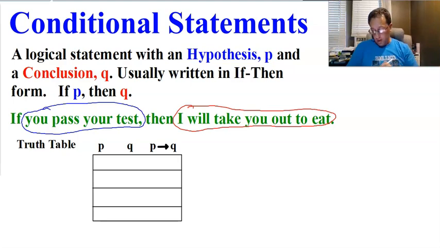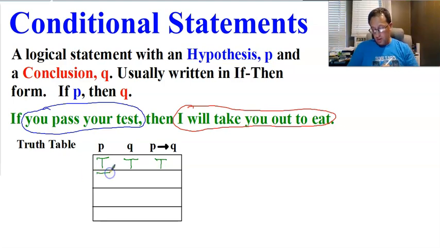First, you really could pass your test, so our hypothesis is true, and I really do take you out to eat, so my conclusion is true. So was I telling the truth? Yeah, you did your part, I did my part, I told the truth, we went out to eat. True statement. All right, I'm not really going to take you out to eat, don't think I will. So that brings us to our next possibility.